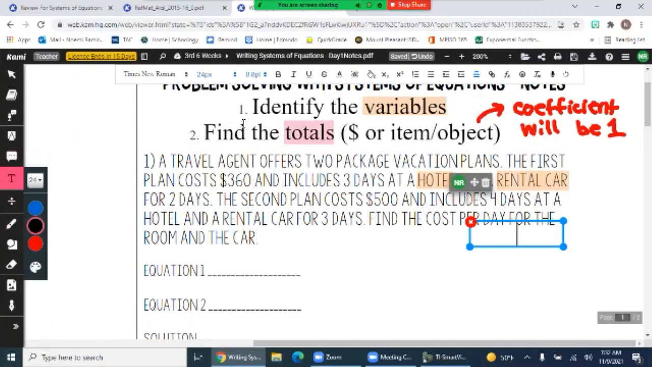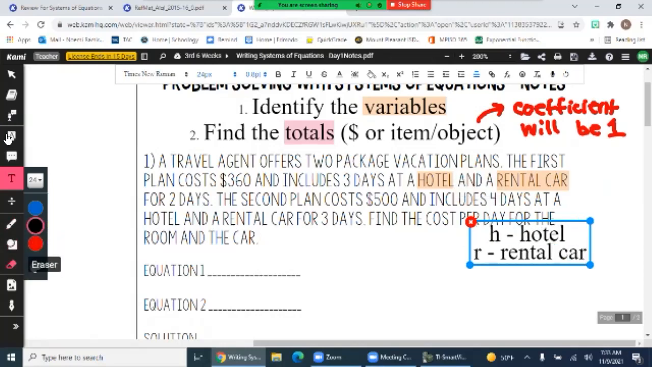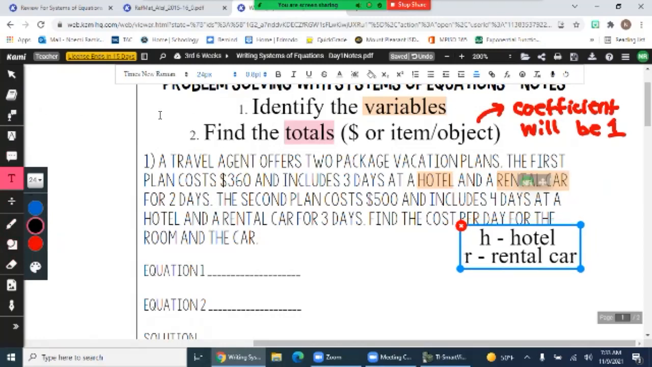because you want to assign a variable. So I'm going to use H for hotel, and I'm actually going to use R for rental car. I don't like using the variable C. So I'm very much like that, sorry. So we're going to use H for hotel, R for rental car. And I actually want to line both of these up.